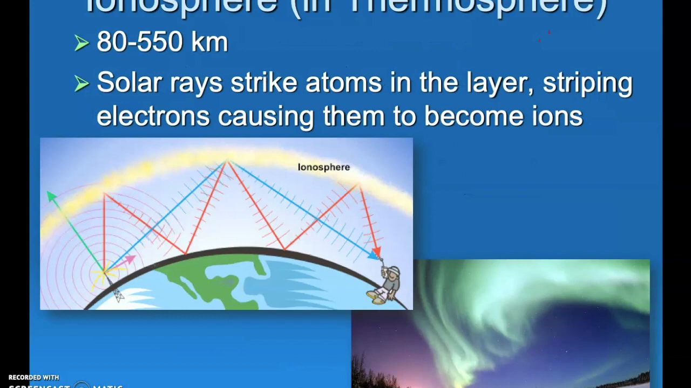So the ionosphere, which is in the thermosphere, is where solar rays, or solar energy, are striking atoms that are in this layer, and it's causing the electrons to get excited, and they become ions. And so we see that in the sky as the northern and southern lights. So like I said, we'll talk about that further in another assignment.